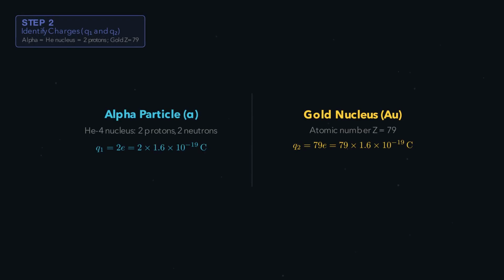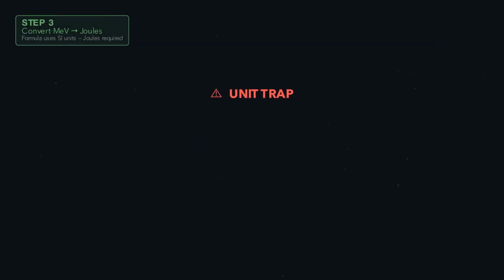The alpha particle has charge 2e. It's a helium nucleus with 2 protons. Gold has atomic number 79, so its nucleus carries charge 79e. The Coulomb potential energy formula gives us U equals K times both charges divided by the distance d.